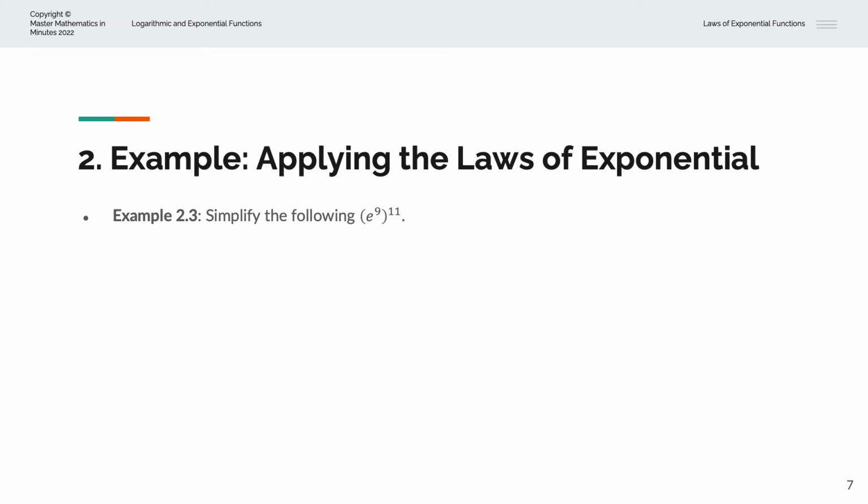And in the third example, we're asked to simplify e to the power of 9, brackets, to the power of 11. And we'll use the third law. So e to the power of 9, brackets, to the power of 11 is where we multiply the power. And so we have e to the power of 9 times 11, and that gives us e to the power of 99.